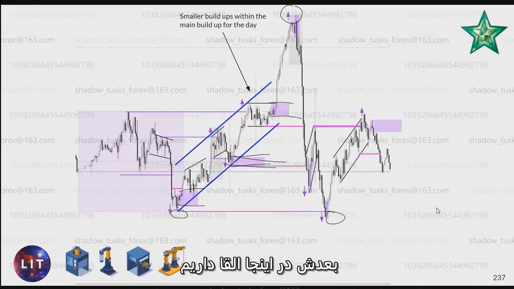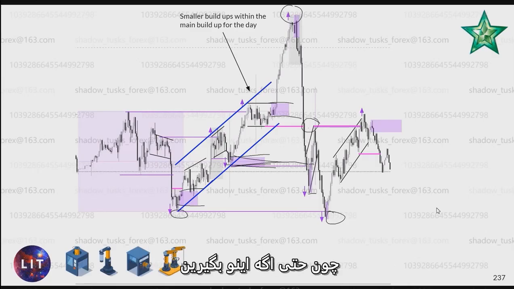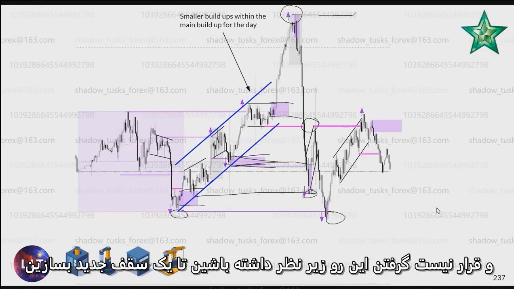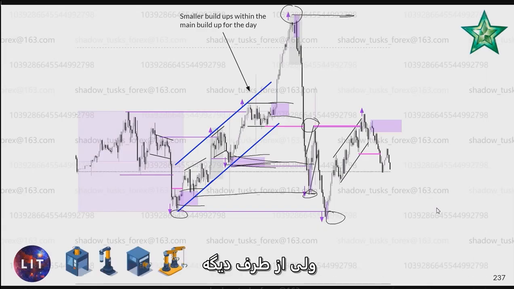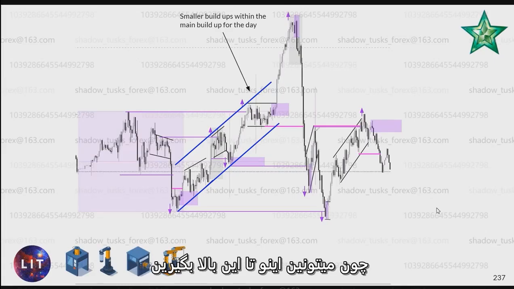And then here we obviously have inducement. You maybe take this mitigation. As you can see, not much point in it, because even if you take this, you understand that this is a false reaction, and you're not going to be looking to take this to create a new high.